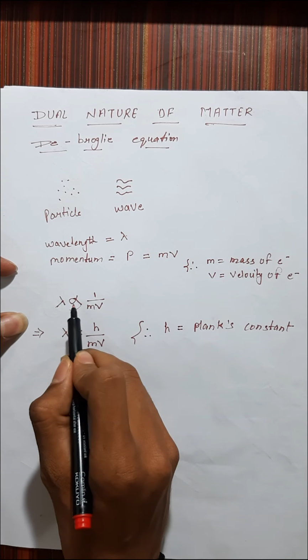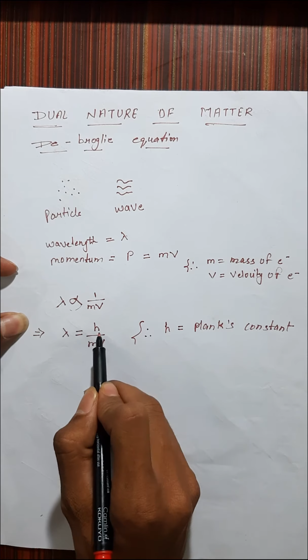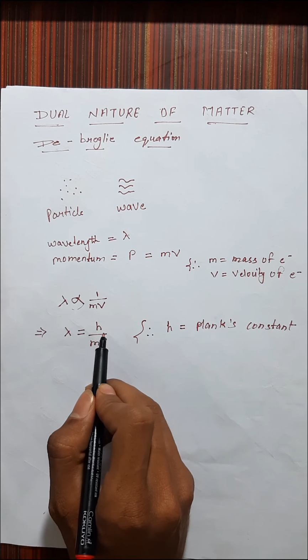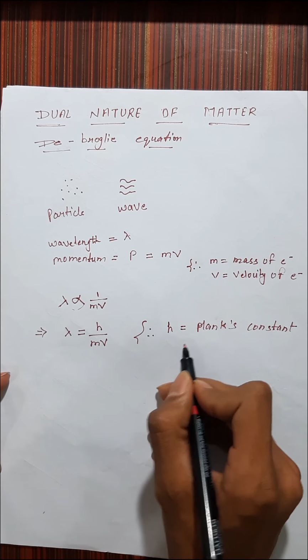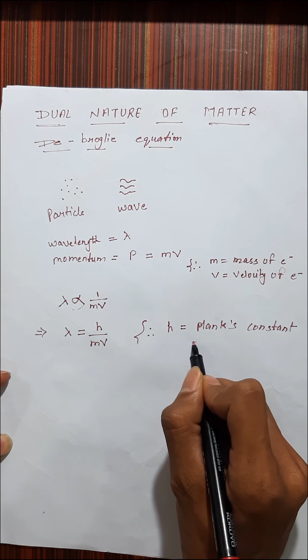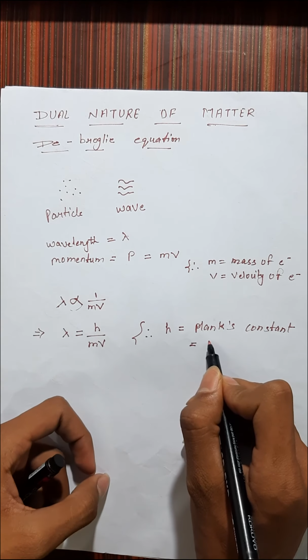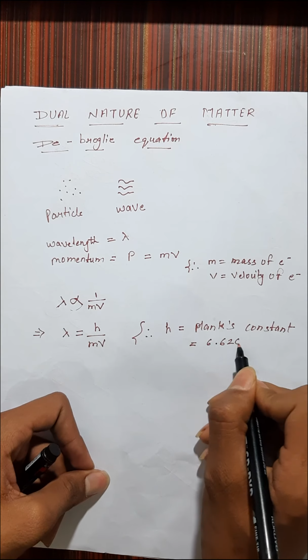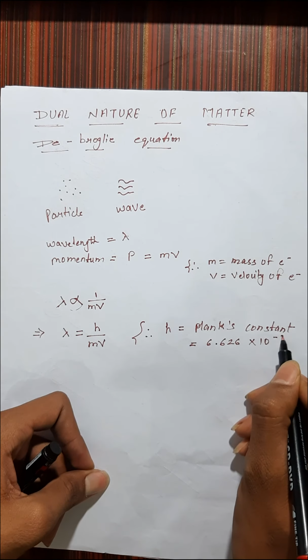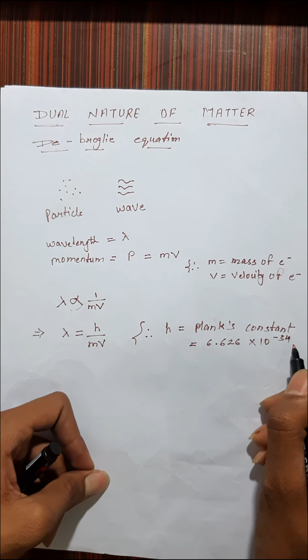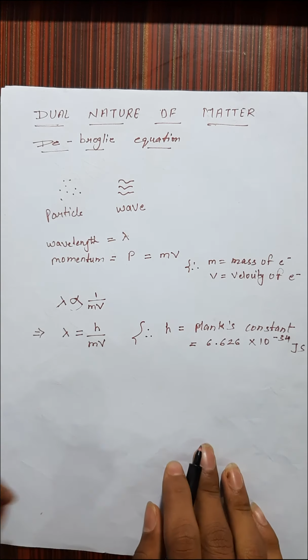When we remove the proportional sign, we put here a constant, and the constant is Planck's constant. And what is the value of this? The value of Planck's constant is 6.626 into 10 to the power minus 34 joules second.